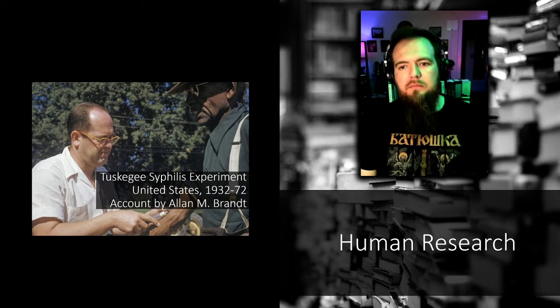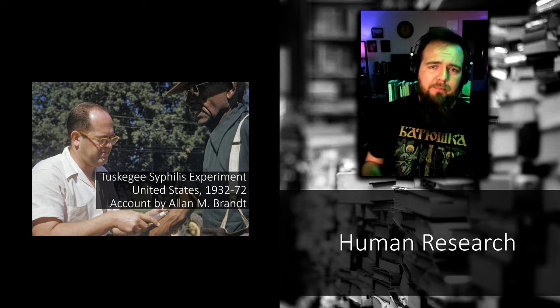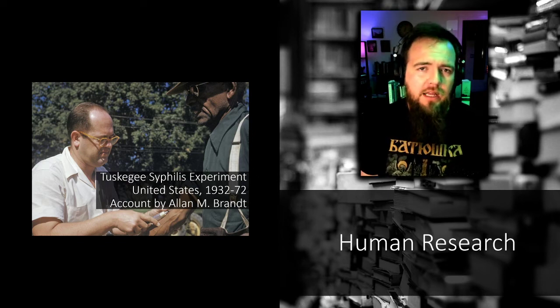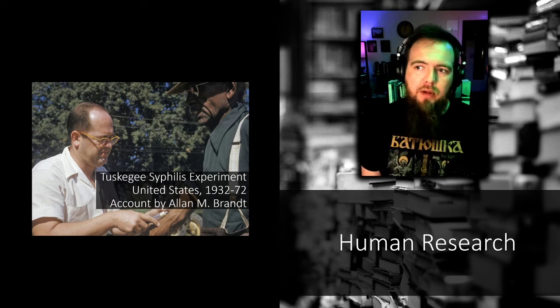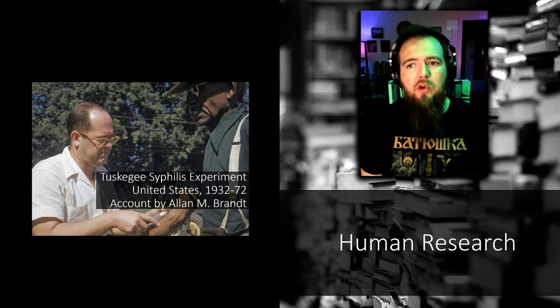So perhaps the most infamous case of abuse in research happened in Tuskegee around their syphilis experiments. Okay, and in the book, we have a succinct account by Allan Brandt. Basically, this study started in 1932, and it happened with the cooperation of the university in Tuskegee, as well as the U.S. Public Health Service.